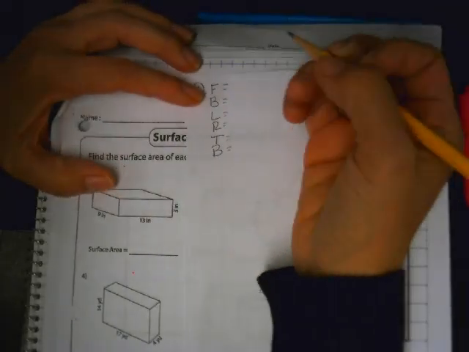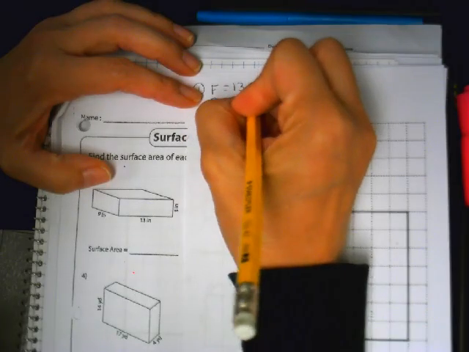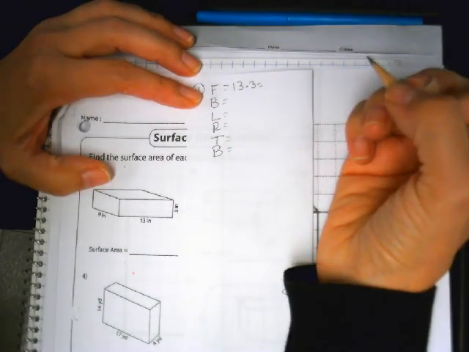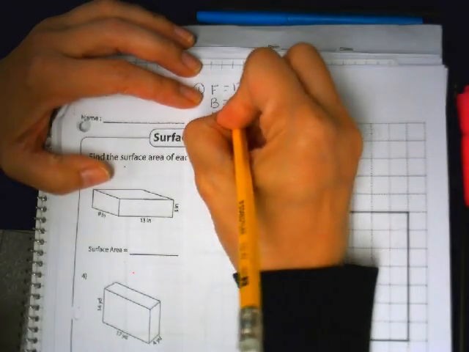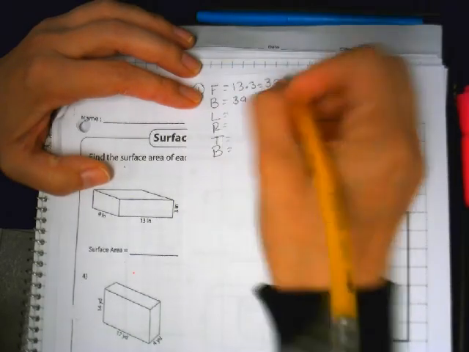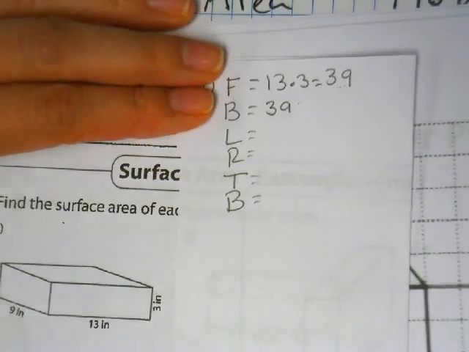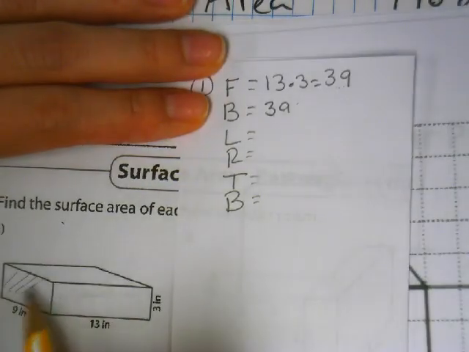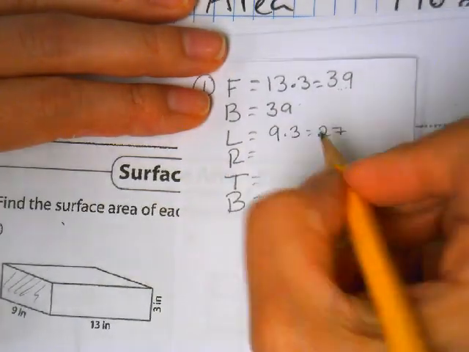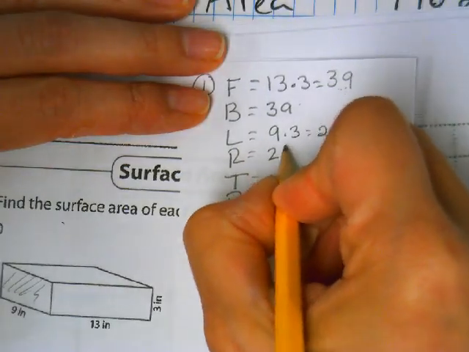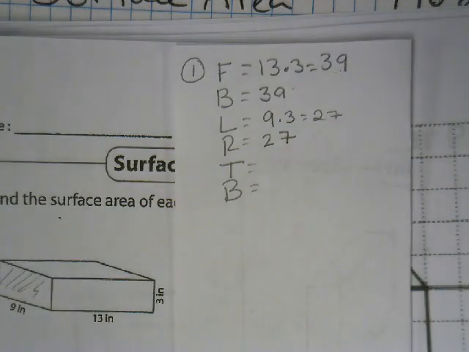All right, front side. What are my measurements for my front side? 13. All right, what's 13 times 3? 39. Good job. So I write it down. Hey, both of these are going to be 39. All right, left, right. This side right here. 9 and 3. 27. So if my left is 27, that means that my right is 27. Now, if you did top, bottom, well, you're going to switch it around. All right, top, bottom.